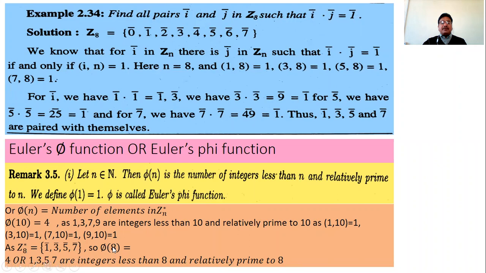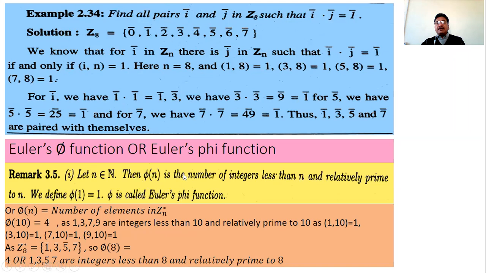4 is not relatively prime to 8. 5 is relatively prime to 8. 6 is not relatively prime to 8 because the greatest common divisor of 6 and 8 is 2, and 7 is relatively prime. So these are the four numbers less than 8 and relatively prime to 8, and therefore phi(8) is 4. So we can find phi(n) by using two methods.